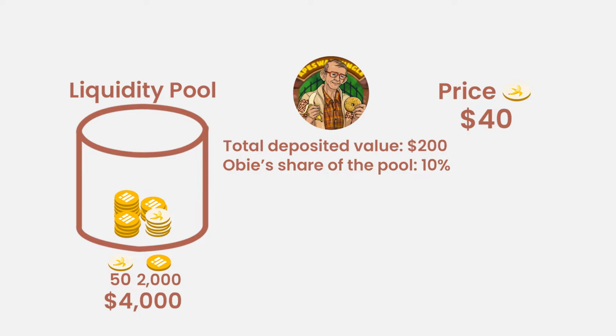Now, OB wants to withdraw his LP tokens and turn them back into bananas and BUSD. He receives 10% of the total liquidity, which at this time is 5 bananas and 200 BUSD, totaling $400.